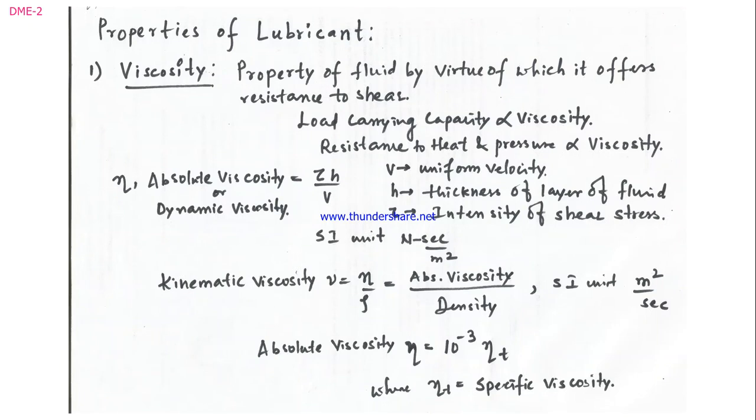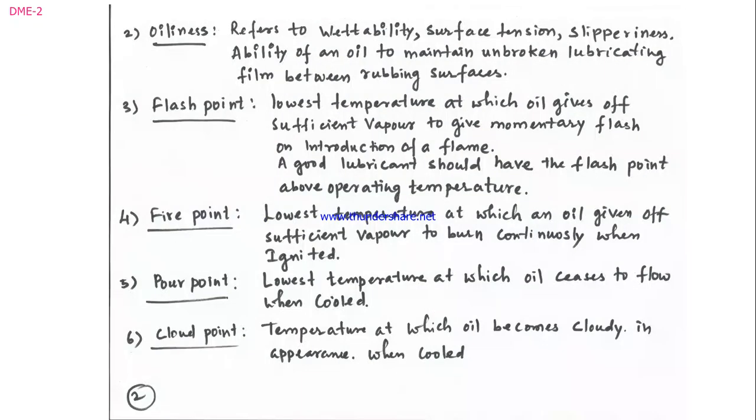Also there is a relation between absolute viscosity eta and specific viscosity eta suffix t. This will come across maybe when you are solving problems, so do not worry much about that. Right now just make a note of it. So the first property which is very important for a lubricant is viscosity. Let's see the remaining properties.